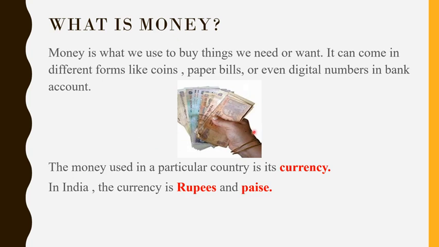Okay, so when we have to buy things, when we go to the market, what do we carry with us? What do we take with us in the purse or in the wallet? Money, right? That is the only thing which the shopkeeper accepts and gives us the things we want. So money is used to buy things we need.